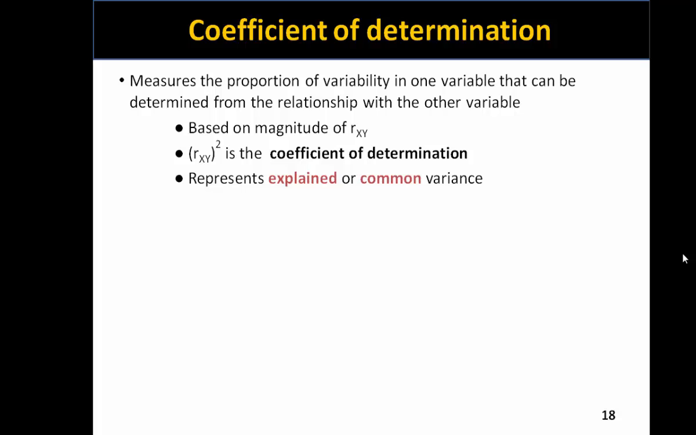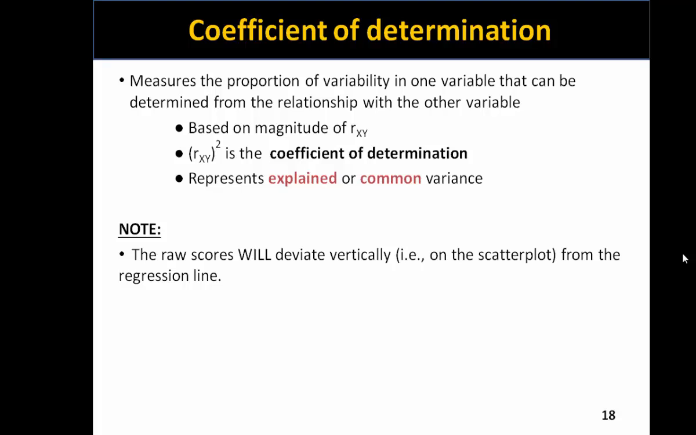We know that the prediction is not going to be perfect, and so what we want to do is work towards determining the variability that we can expect in making a prediction. So just a couple of notes with the coefficient of determination before we move on. The raw scores will deviate vertically, and when I use the term vertically, we're referring to the scatter plot, and we'll see examples of the scatter plot and the coefficient of determination in this lecture.